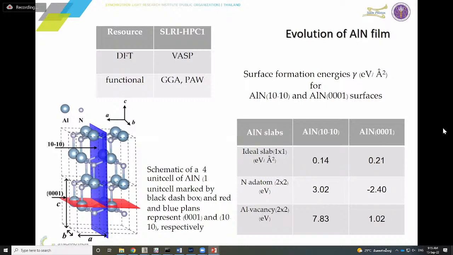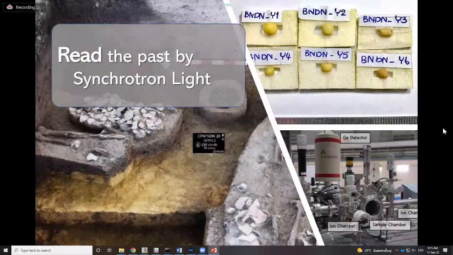You can use amorphous substrates, but just feed the nitrogen gas. So it's much cheaper to set up the experiment while you can architect the nanostructure of the film. The second research, let's talk about archaeology.